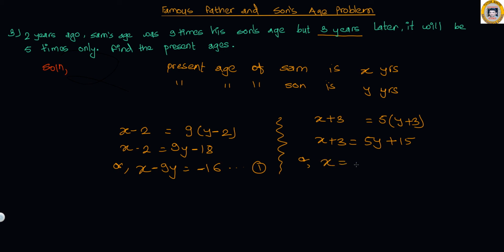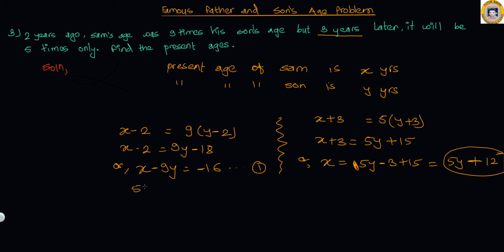x would be 5y plus 15 minus 3, which is 5y plus 12. So that's the value of x. I can replace this value over here.